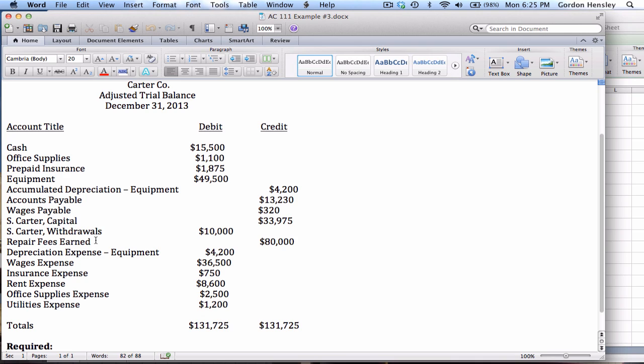Then I see an account called repair fees earned. Well, that type of account, that's a revenue account, and revenue also has to be closed. And then I see a whole series of expenses. So by doing this in advance, it just gives me an idea of what to look for and familiarizes me a little bit with this particular company.